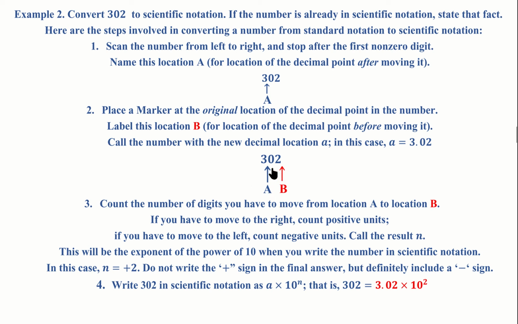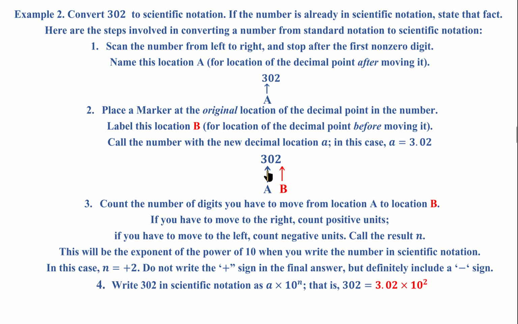So once you calculate that value N, you're almost ready to write your number in scientific notation, because now you're going to write the new number, which is between 1 and 10, which is basically the same number that you started with, but with the decimal point having moved to this location, 3.02, and then you're going to write times 10 to the power of that number that you calculated here.